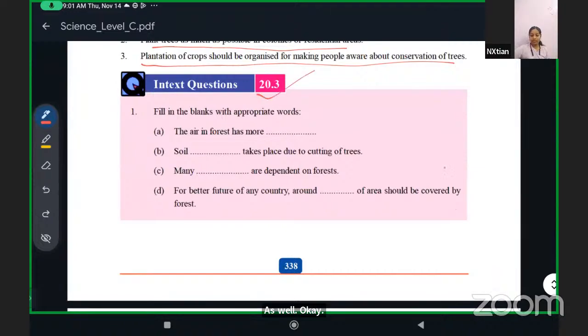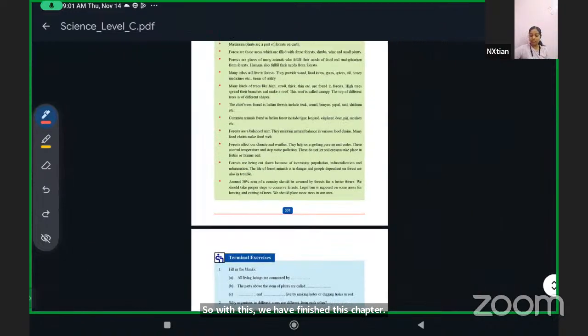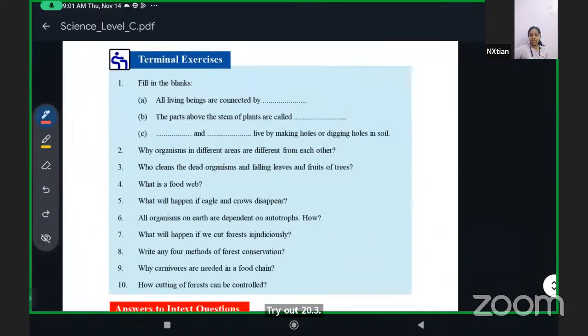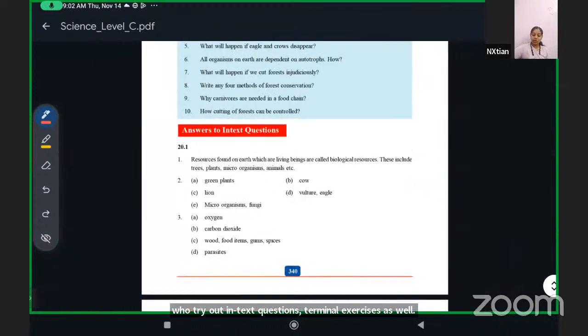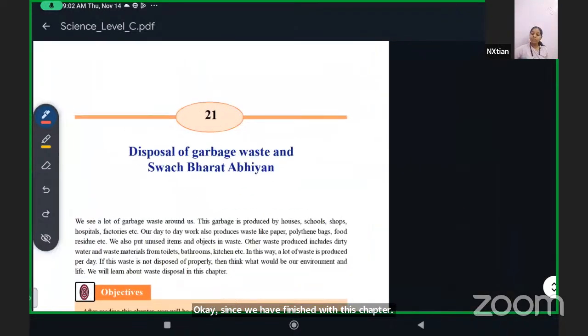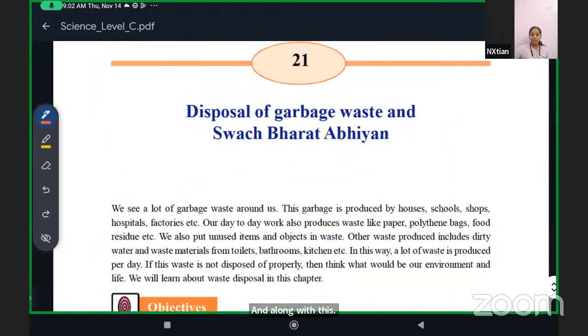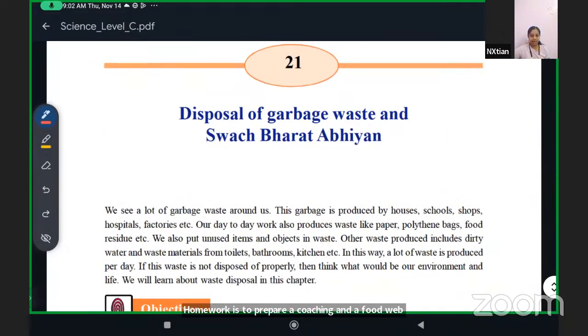Try out 20.3 at home. Try the in-text questions and terminal exercises as well. Along with this, homework is to prepare a food chain and a food web and share it. You can post it in the group.